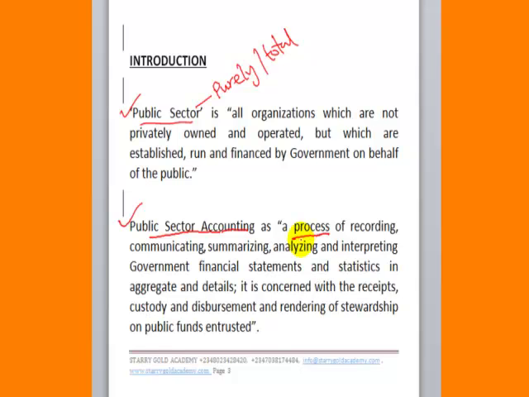Then you need to interpret this information. On the board of directors, everybody may not be an accountant, everybody may not understand figures. You need to break it down in such a way that even a non-accountant will understand the report you are presenting to the board. That is why we say that it is a process. It is not an end in itself. It is a means to an end. So we're saying that public sector accounting is a means to an end.